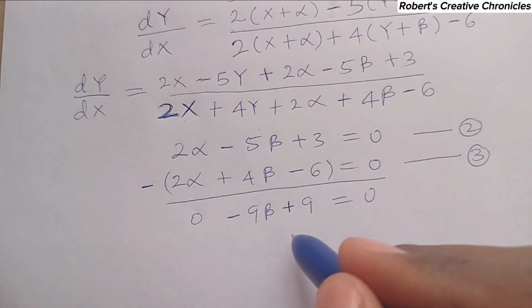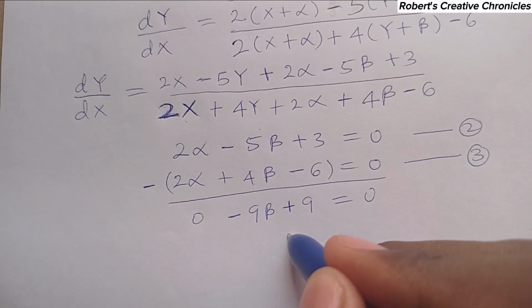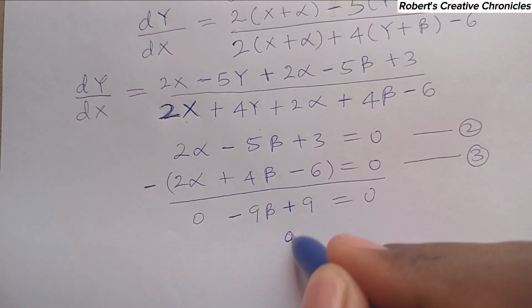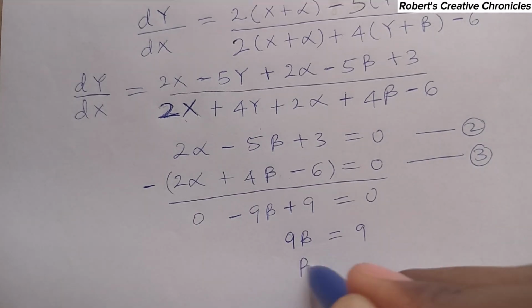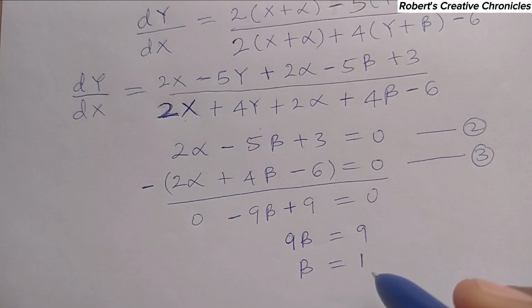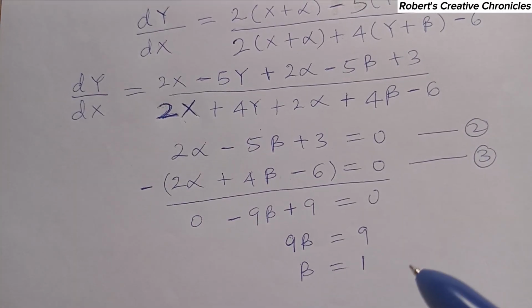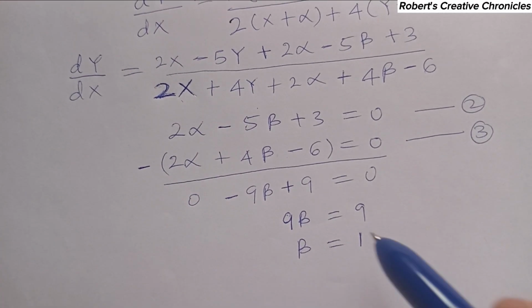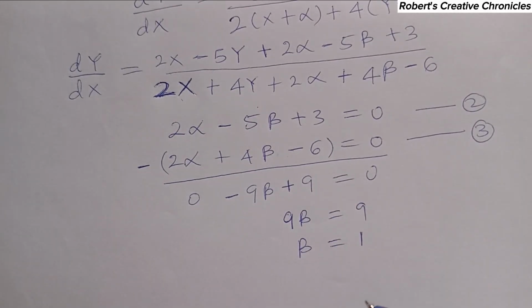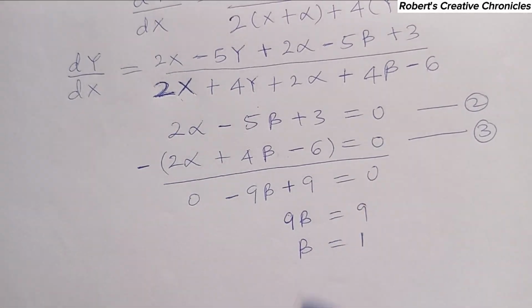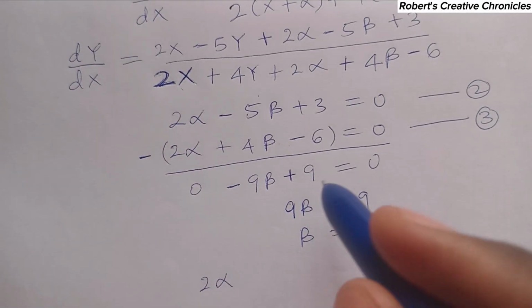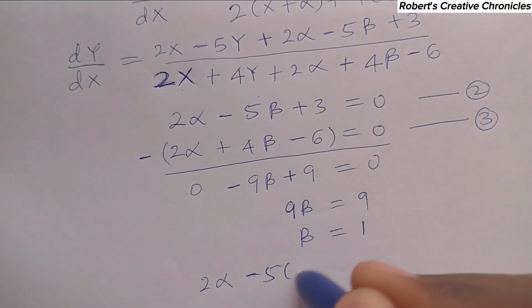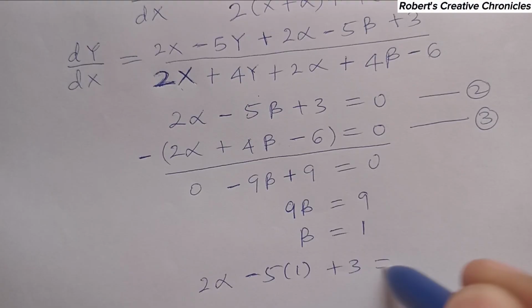So we'll take this one to the other side. This becomes 9 beta equals 9. So beta is 9 over 9, which is 1. So beta is 1. Then we can substitute beta in equation 2. When we substitute beta in equation 2, we'll get 2 alpha minus 5 times 1 plus 3 equals 0.